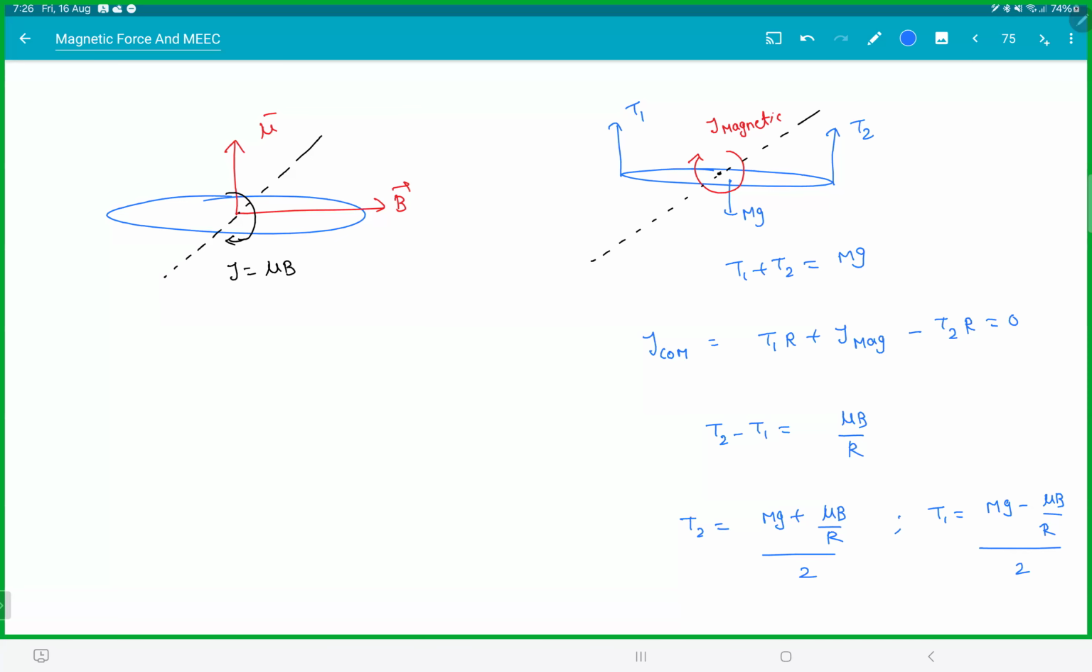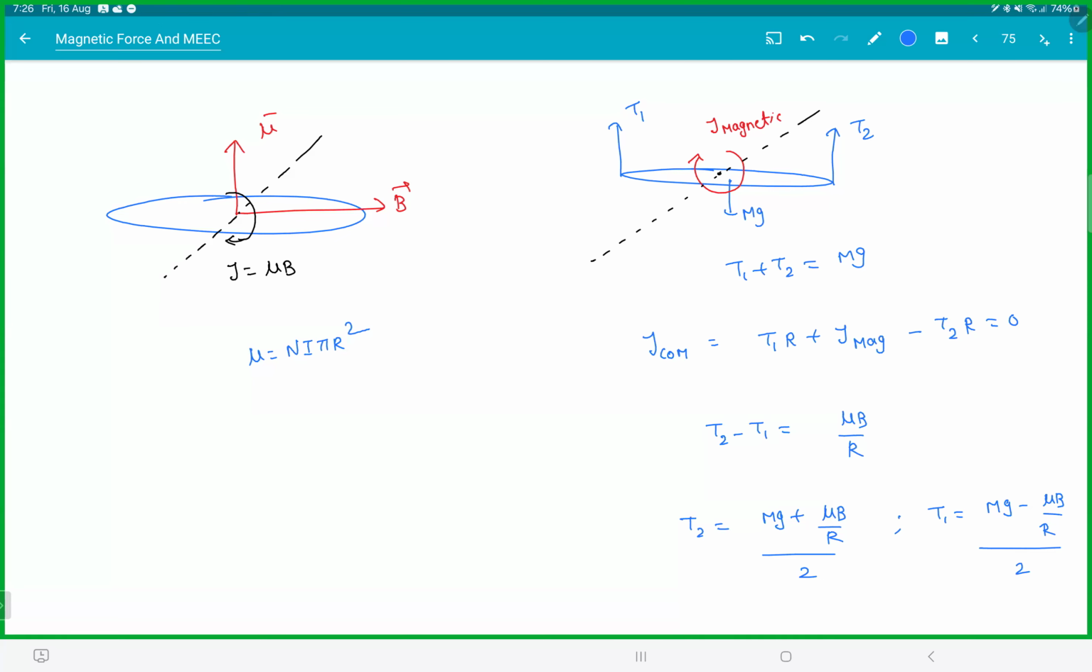Clear? And what is mu? Mu is number of turns, I didn't give you that, into I into pi r square. You can substitute the value there. Easy? The main thing is that you have to be careful about the direction of rotation.